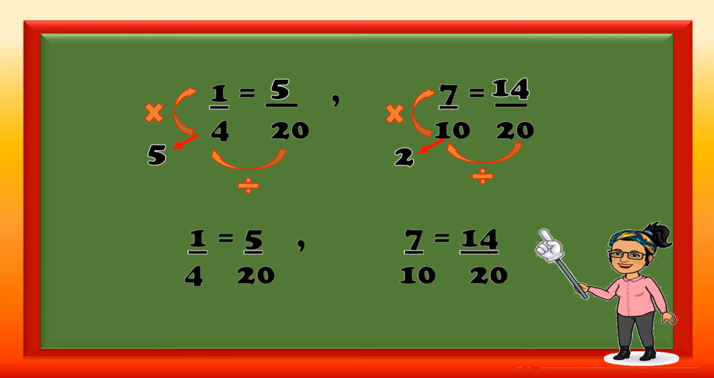So 1/4 again will become 5 over 20, and 7/10 will become 14 over 20. So 5 over 20 and 14 over 20 have the same denominators. Therefore, our fractions are now similar fractions. Did you get that? Okay, very good.